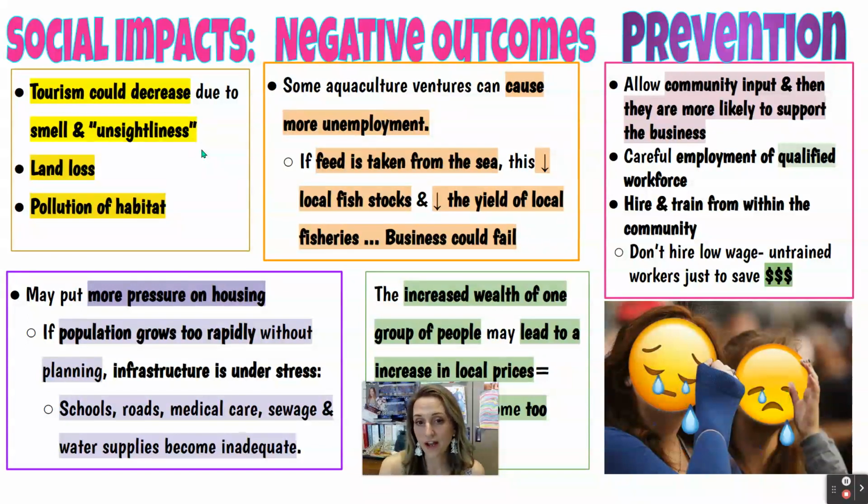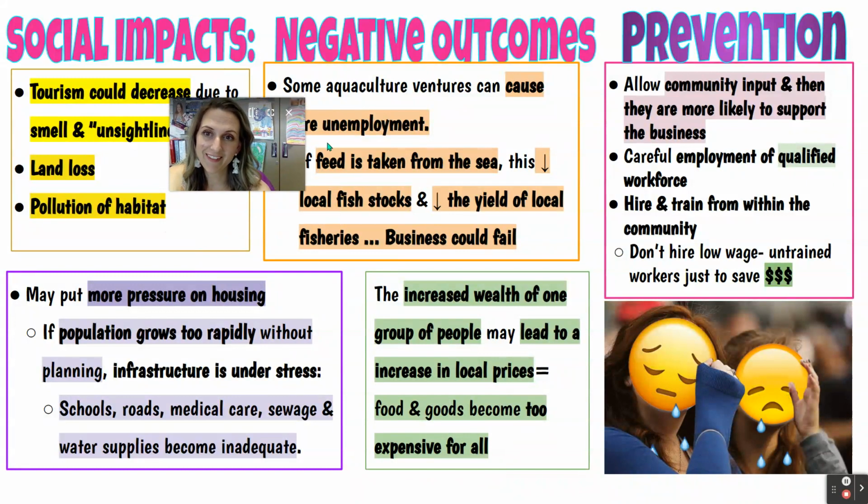This could put more pressure on housing as well. So the population could grow too rapidly, especially if there's a lot of jobs available and you don't have any sort of infrastructure or schools available or just maybe public transportation methods. There's just not enough. There's not enough housing. There's not enough medical care. You don't have enough water and sewage infrastructure. So that could also cause a lot of stress in the area if you just grow too big too soon.